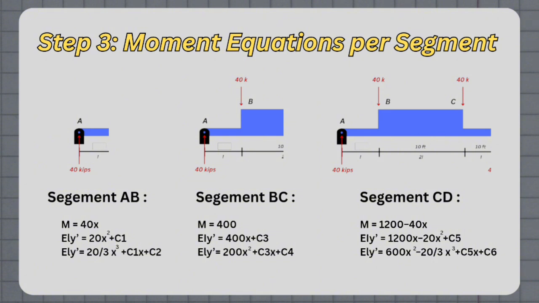In our segment BC, we have a moment of 400. Our double integrated equation is equal to 200x squared plus c3x plus c4. And lastly, on our segment CD, our moment is equal to 1200 minus 40x, and our double integrated equation is 600x squared minus 20 over 3 x cubed plus c5x plus c6.